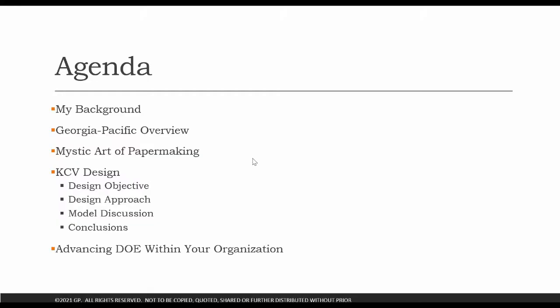So, a quick overview of the agenda for the presentation for today. We're going to take a little bit of time to talk about my background, who I am, my career so far, and some of my areas of expertise. We'll take a little bit to talk about an overview of Georgia Pacific, for those of you who don't know the company or don't know the products that we make. We'll take some time to talk about this mystic art of papermaking, because I'm not going to assume that many of you are well versed in papermaking or how paper is produced. So we're going to take some time just to get people grounded in the types of chemistry that we're working with and where in the papermaking process we're going to zoom in on for my talk today.